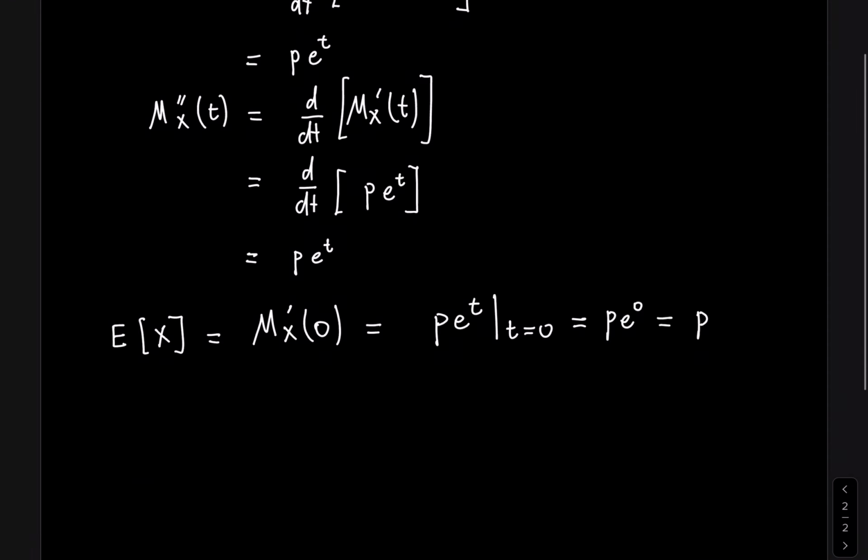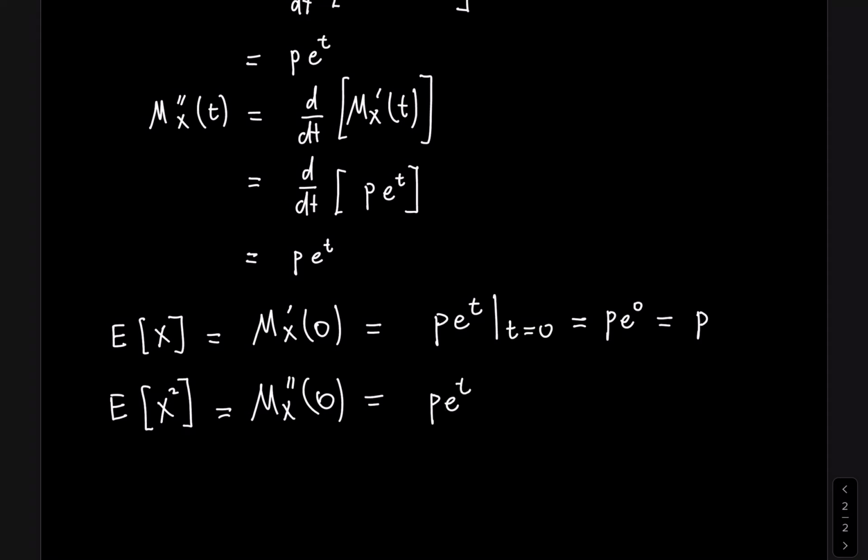Then we're going to calculate the second moment. The expected value of X squared is equal to M_X''(0), which again, we know what it is: it's p e to the t. We also evaluate that at 0, and we end up with the same result, p.